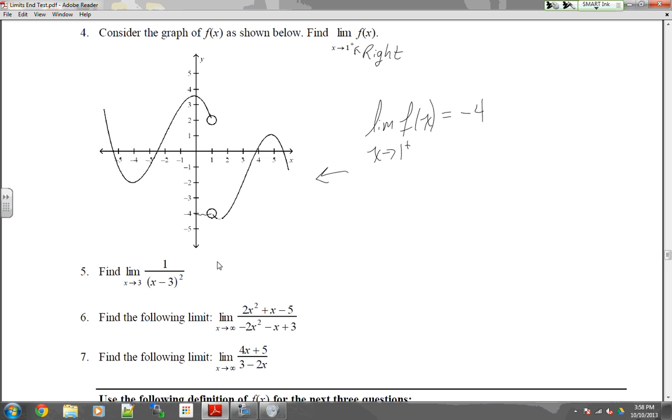So what we're going to need to do is make a table, because remember, at 1 over 0, this may be infinity. So we're going to have to make a table, and we're going to have to use values of x that get increasingly closer to 3 from both sides to verify that the function does indeed approach the same value from both sides.